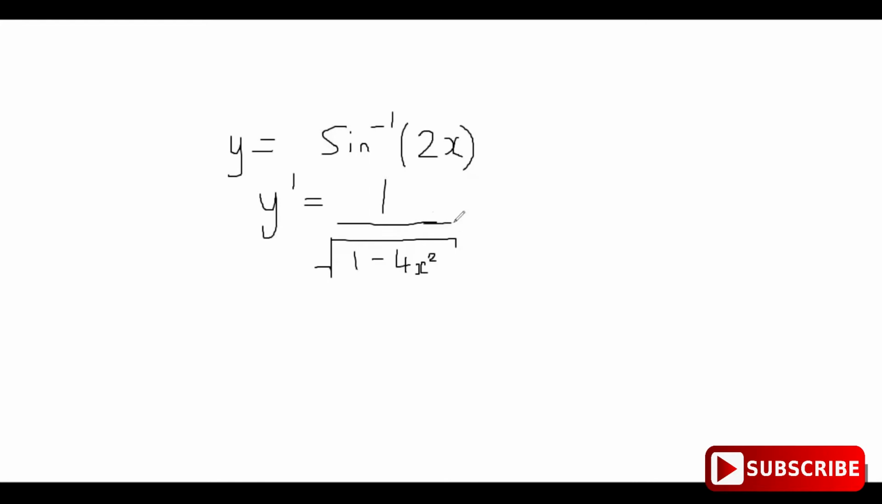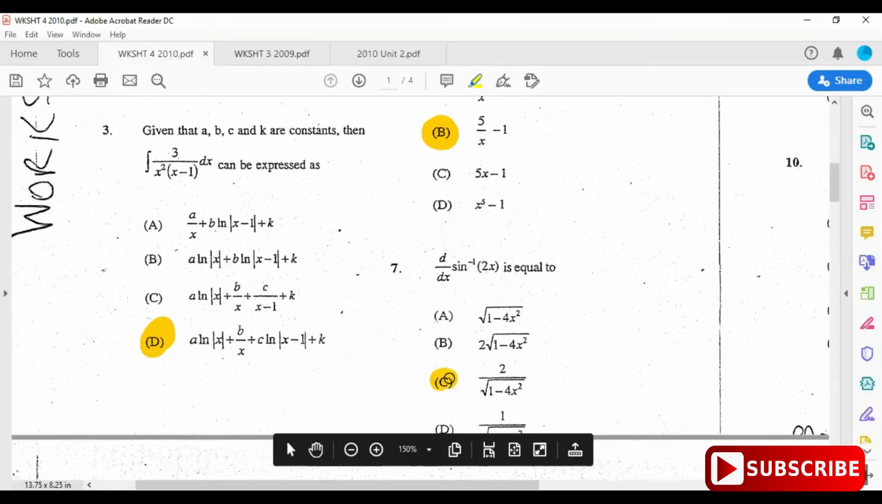You bracket 2x and you square it, that's 4x squared. You multiply by the derivative of 2x, which is 2. All right, so that's the answer: 2 over the square root of 1 minus 4x squared. Easy.